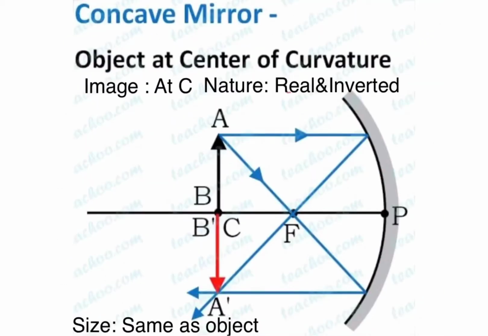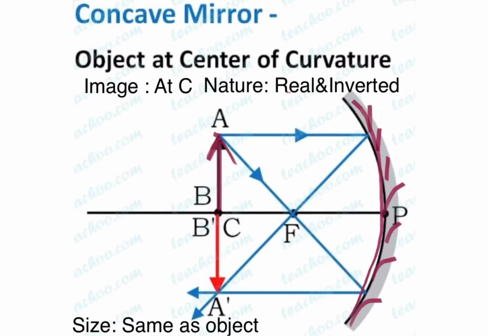Now let us learn how to draw the third diagram. In the third case, the object is placed at the center of curvature C of the concave mirror. The image is obtained at C. Nature is real and inverted and size is the same as the object. So first of all, for drawing the diagram, we have to draw the concave mirror. This is the polished surface of the concave mirror. Now this is your object AB, which is placed at C. Now we will consider two rays from point A of the object.